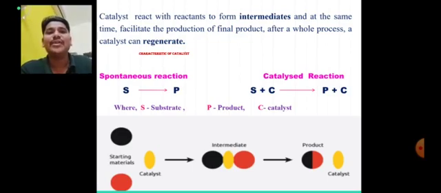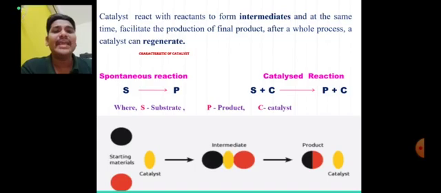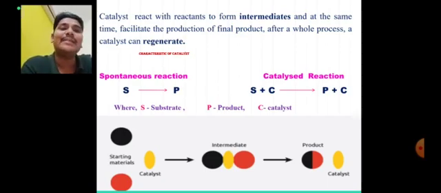Here the process is a spontaneous reaction in which S is converted to P. Here S means the substrate, converted into product in the absence of a catalyst. But in a catalyzed reaction, S plus C gives P plus C, where S stands for the substrate, P stands for the product, and C means catalyst. Here the catalyst provides the pathway or the surface area for the conversion of reactant molecules into product.